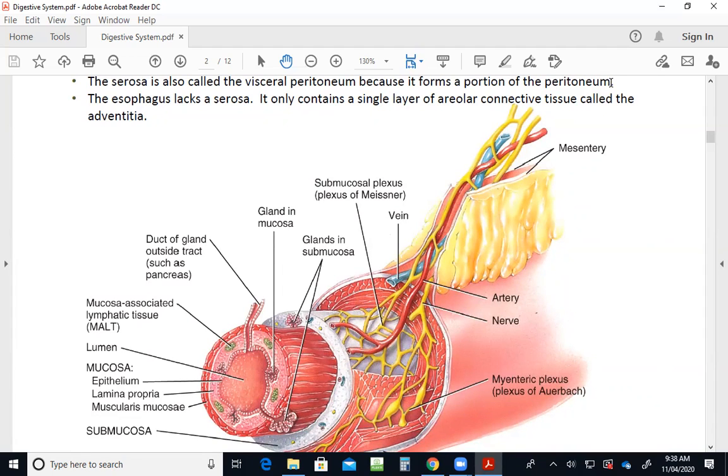And I said, hey, we will talk about these later on the semester. We talked about the pericardium, the parietal, the visceral pericardium here just last week. Talked just now today about the parietal and visceral pleura. Here we get to talk about the peritoneum. Our esophagus lacks a serosa. It only contains a single layer of areolar connective tissue called adventitia.